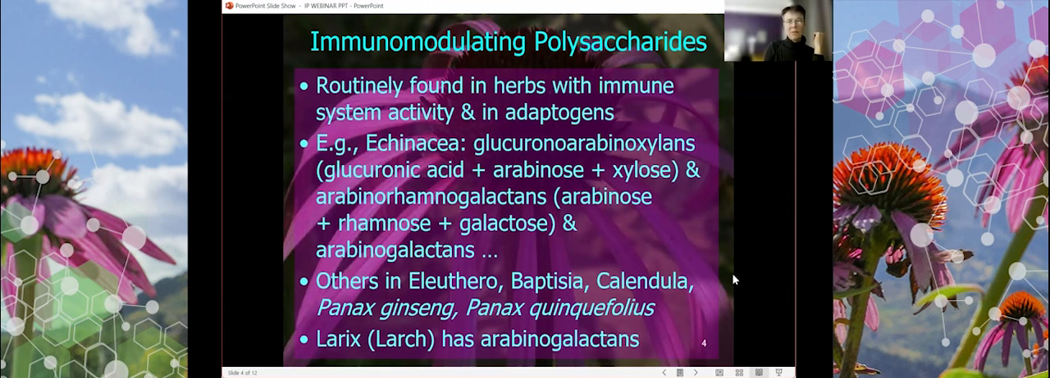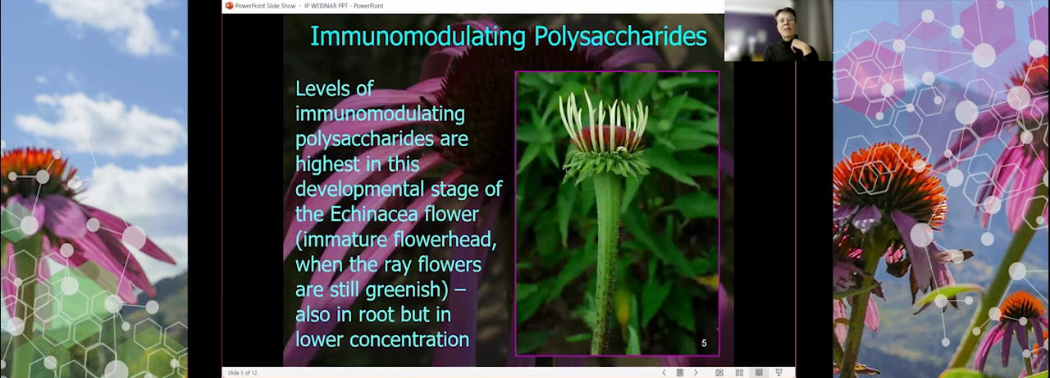So what are they? In echinacea, this is really fun. I learned this way back in the day at the Gaia Herb Farm. The levels of immunomodulating polysaccharides are highest in this developmental stage of the echinacea flower, right? Because when I first learned echinacea, I learned to use the roots only. That's what pretty much everyone I knew was doing back in the 80s, early 90s.